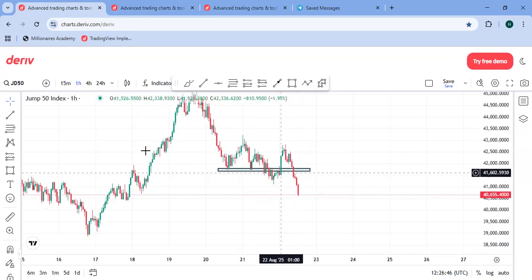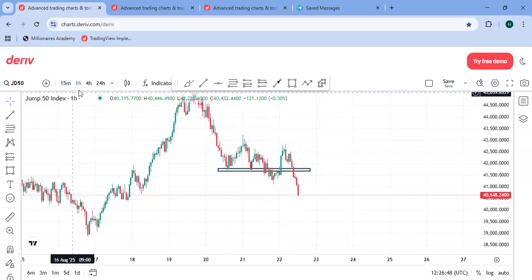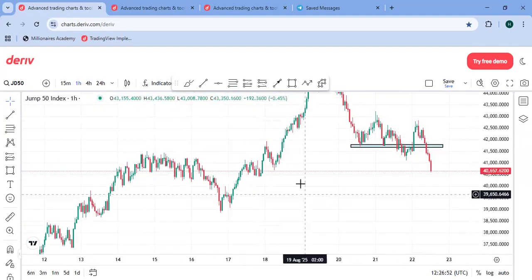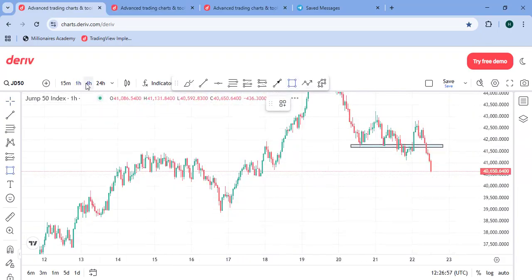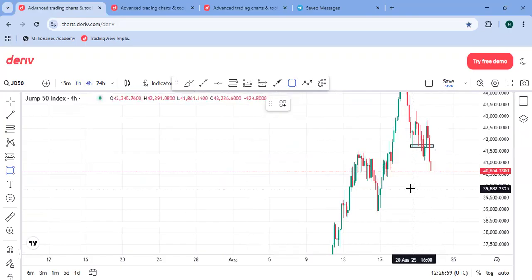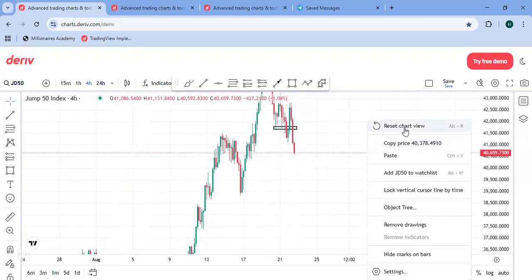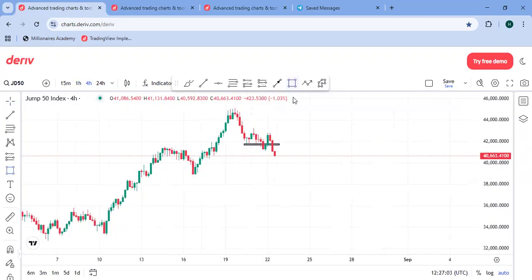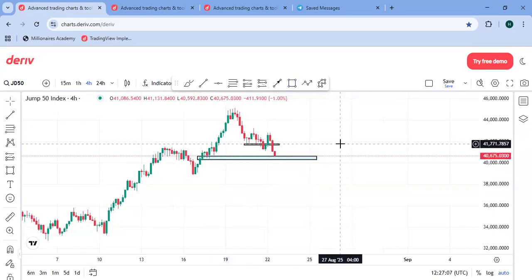So we lost, but I'm still expecting the market to come down to maybe, let me check the 1 hourly time frame. Maybe the market might want to get to this zone. Let me go to the 4 hourly time frame. Reset the chart. The market might want to sell down to this zone again before it starts buying.